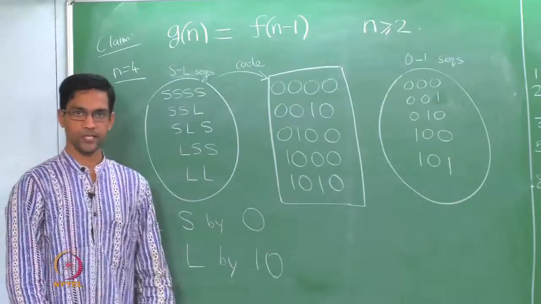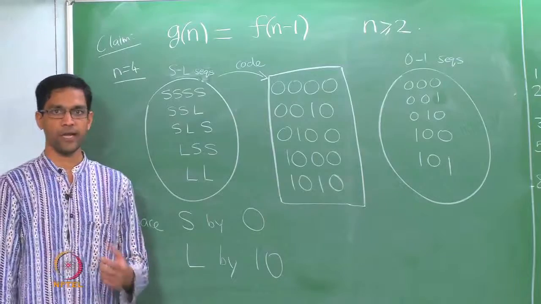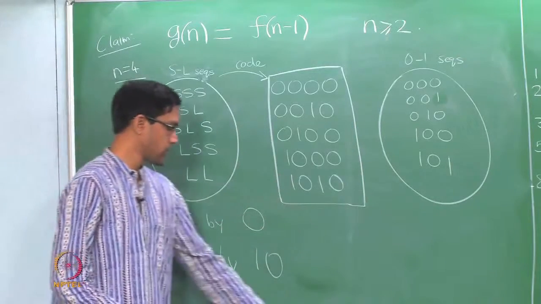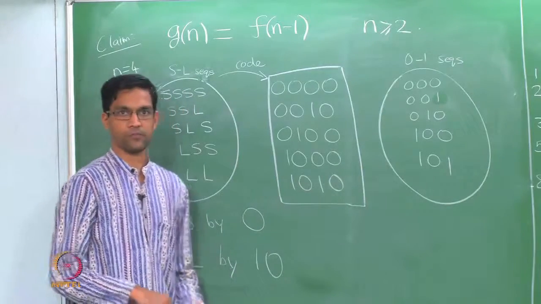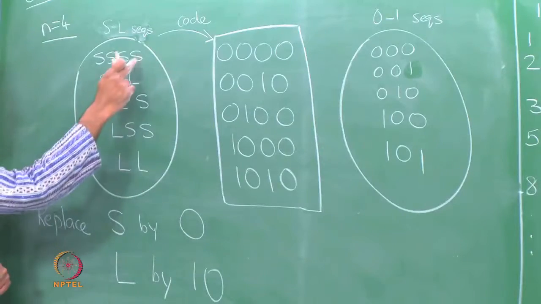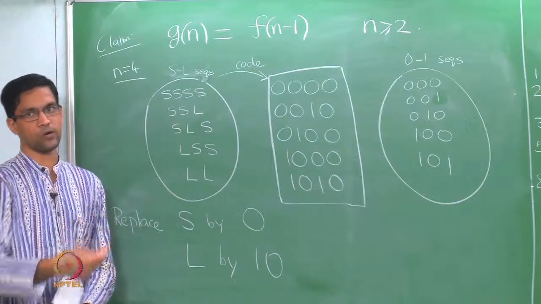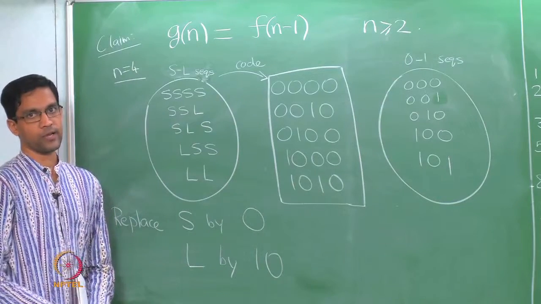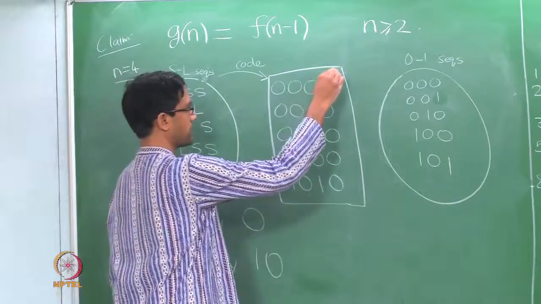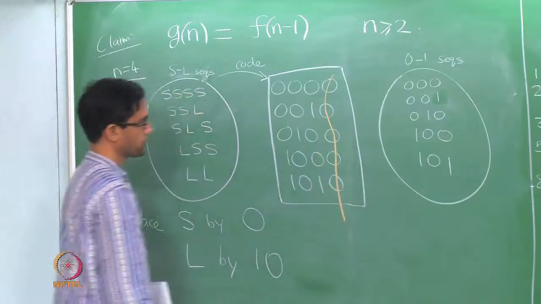But here is the key observation: all of these strings will always end with a 0. I am not going to get all possible strings here because all of them are forced to end with a 0. And why is that? Because if I see a short in the end, I will put a 0, and if I see a long, I am going to put a 1 0 anyway. So what I get is always a 0 at the end. So I just delete that 0.